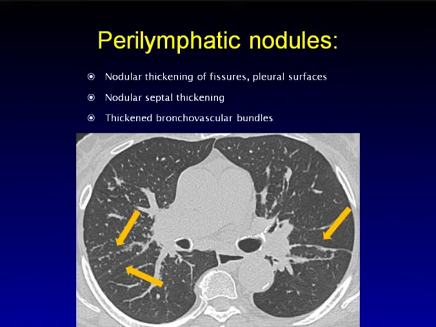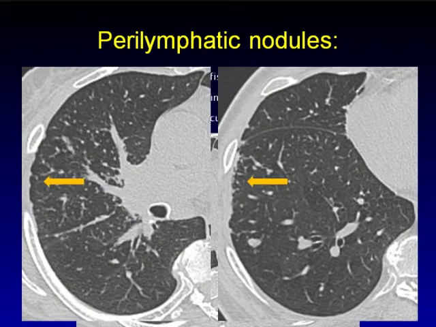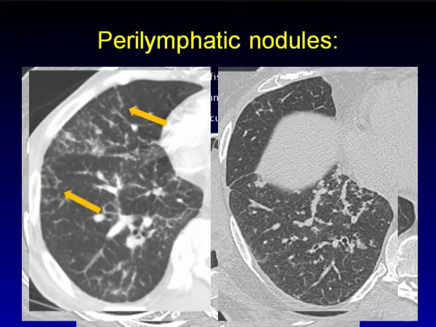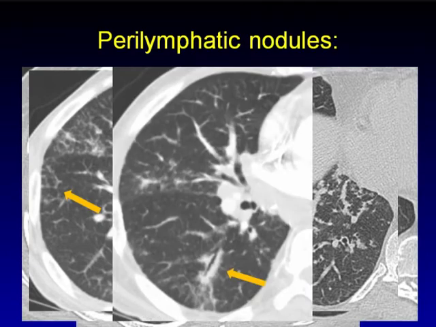and thickened bronchovascular bundles. So here's a patient with nodular septal thickening of all the fissures. A little bit lower down in the chest, same patient, we see pleural nodularity and irregular thickening along the lateral margin of the right lung base. Another patient with nodular septal thickening. The image on the left could be confused with lymphangitic carcinomatosis if you had no history whatsoever. And finally, a case of pronounced bronchovascular bundle thickening in the right lower lobe.